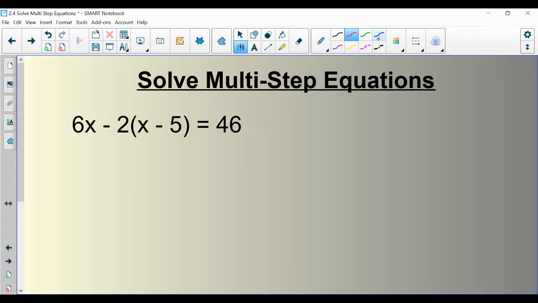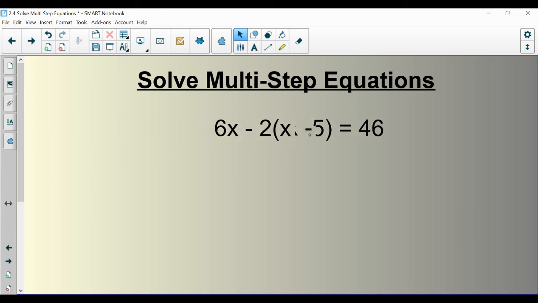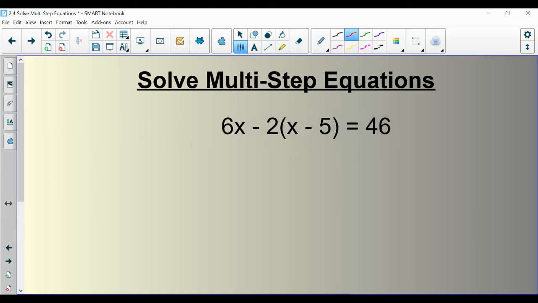We do have some problems that are going to look different than just the combine and then two-step variety that we just saw. This one's got some parentheses. Hopefully you will remember the distributive property. We have a negative 2 in front of some parentheses. We can take this negative 2 and distribute it in using multiplication. So this would then look like 6x, negative 2 times x is just negative 2x, and negative 2 times a negative 5 would be positive 10, is equal to 46.